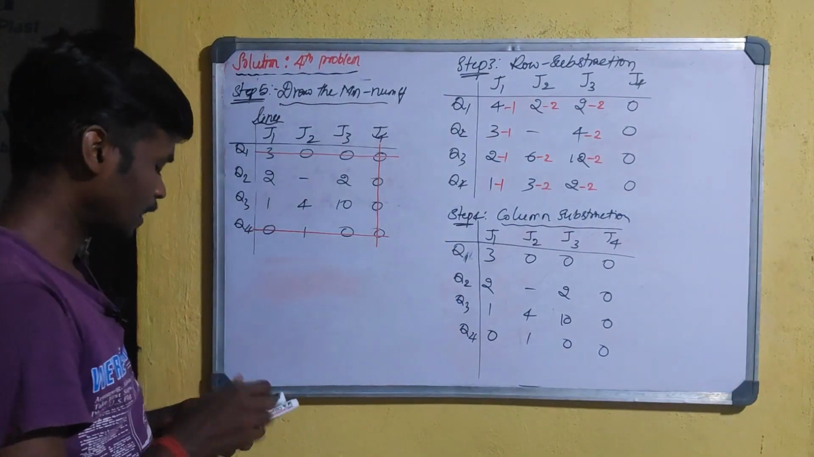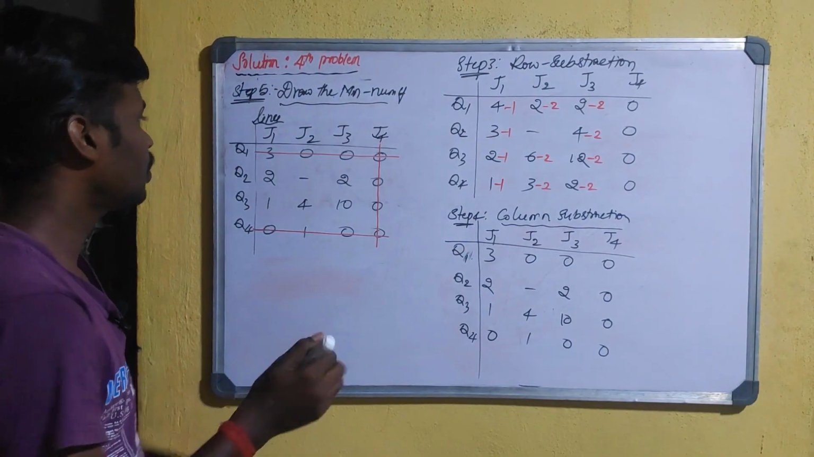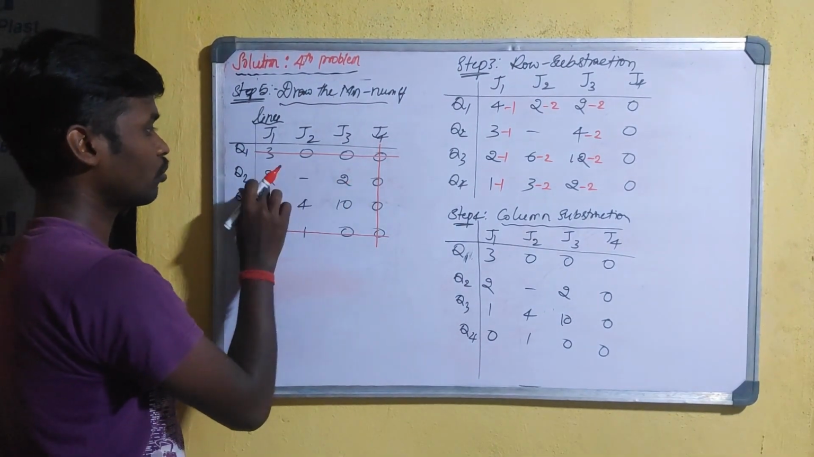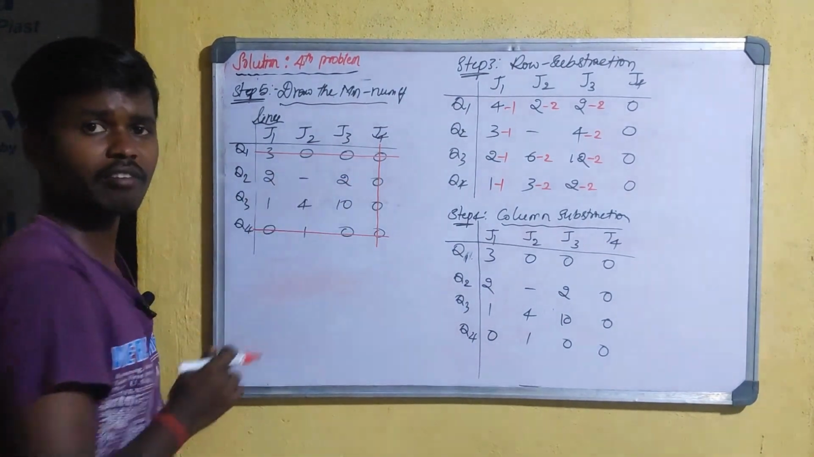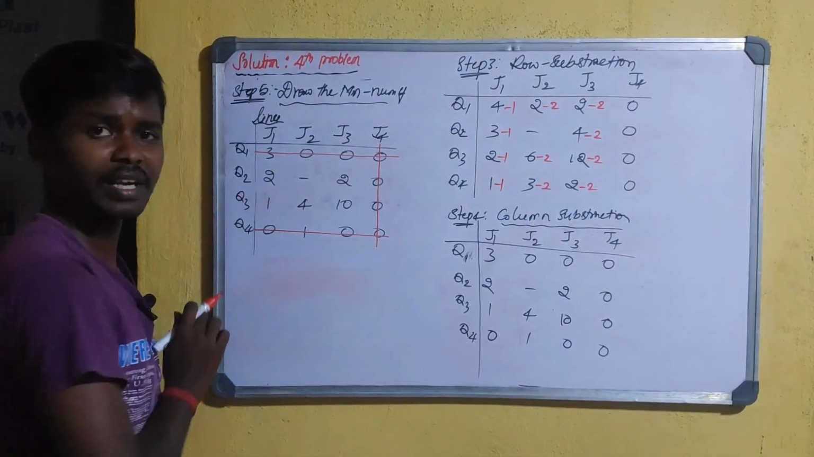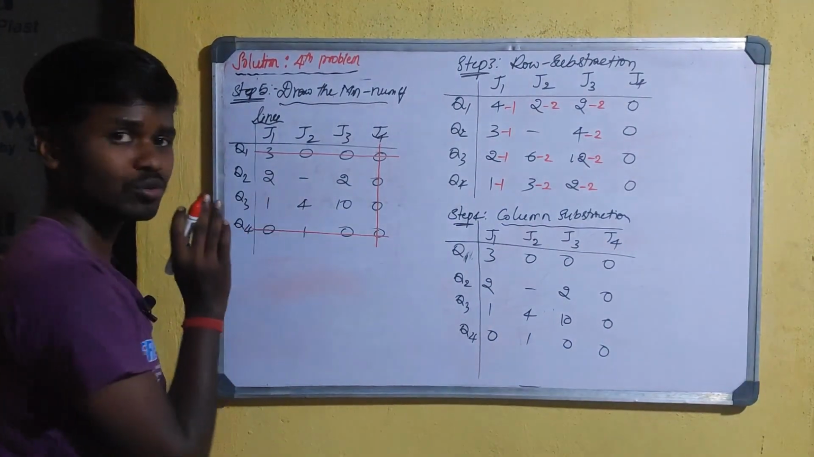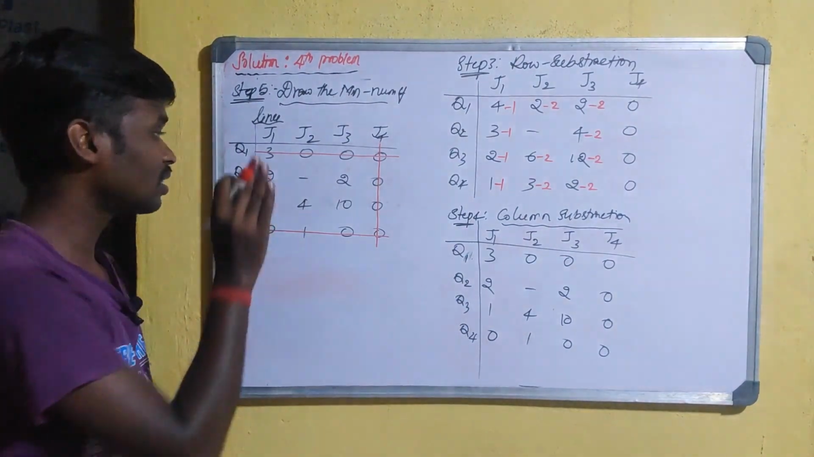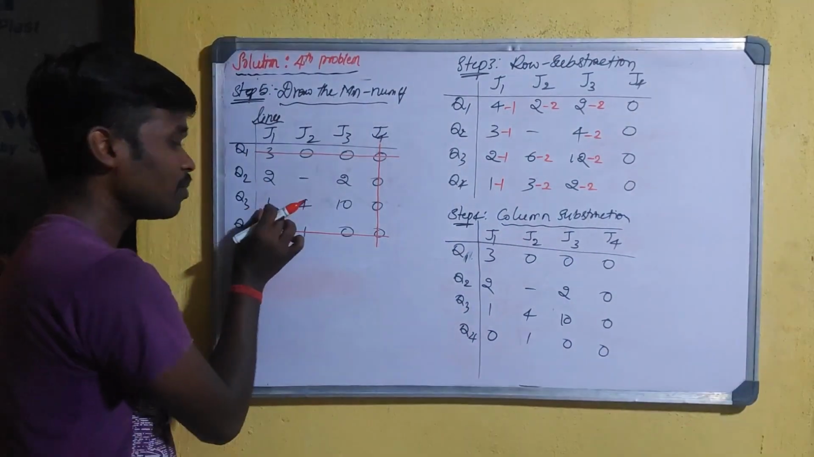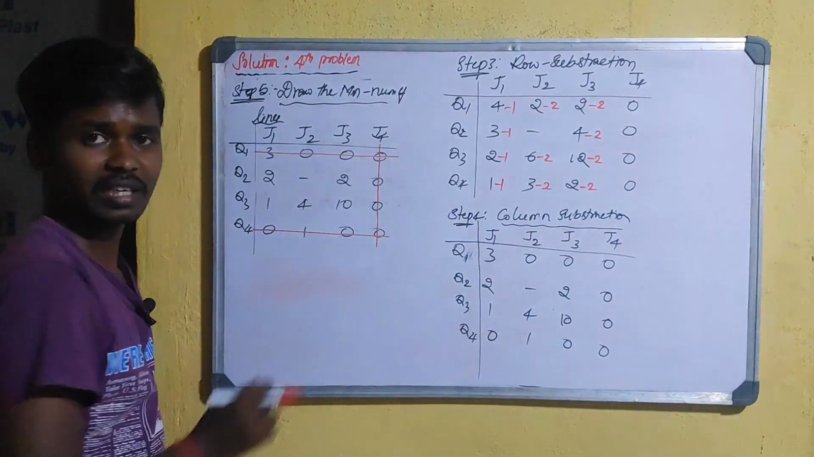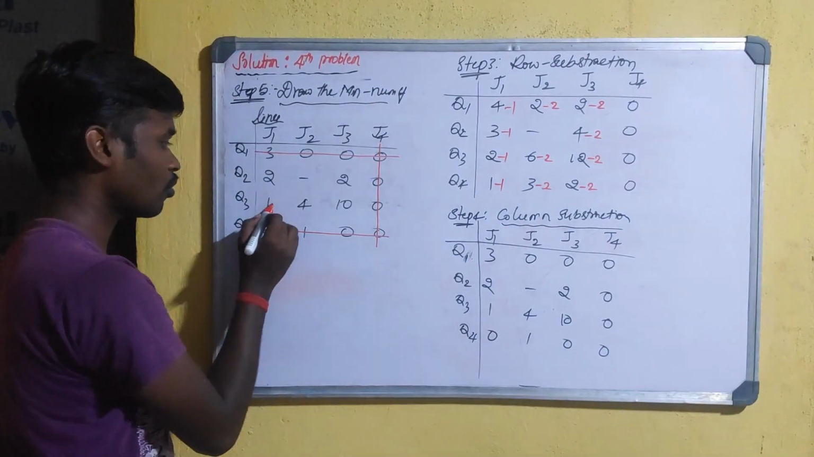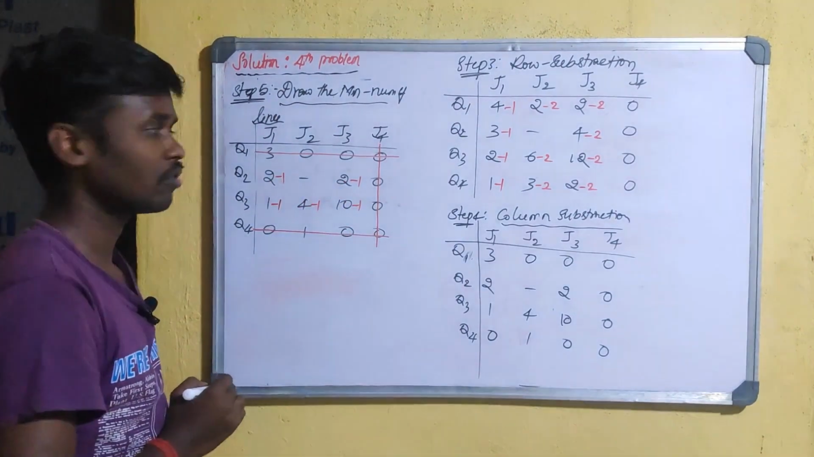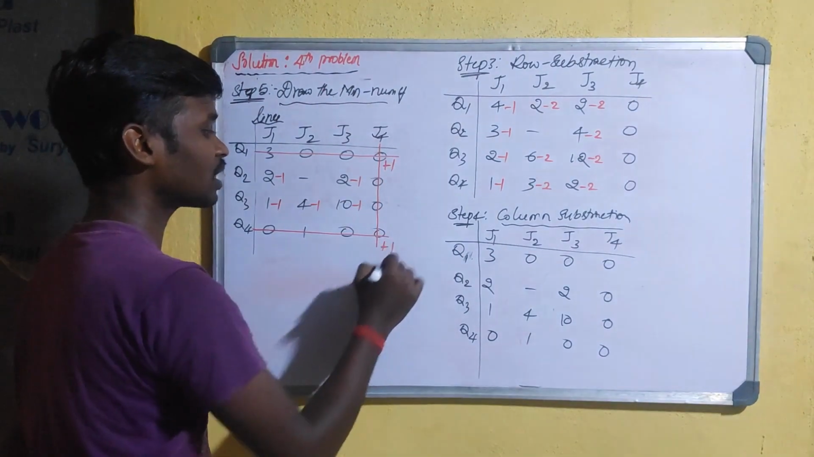So after this, see, next step. How many uncovered numbers are there? 1 2 3 4 5. So from these 5 uncovered numbers, which is the least number? 1 is the least number, right? So we have to subtract the least number from the other uncovered numbers, and the same least number we have to add to the intersected points. So the least number is 1, therefore 1 minus 1, 2 minus 1, 2 minus 1, 10 minus 1 and 4 minus 1. We have to add this 1 to the intersected points.